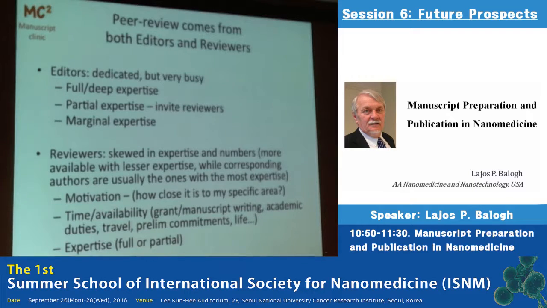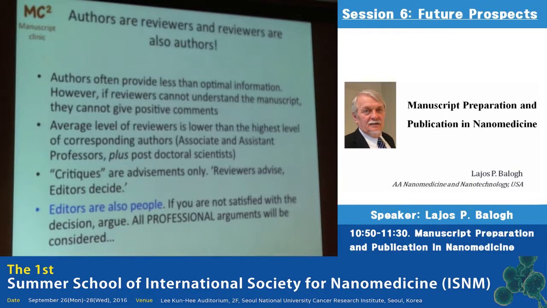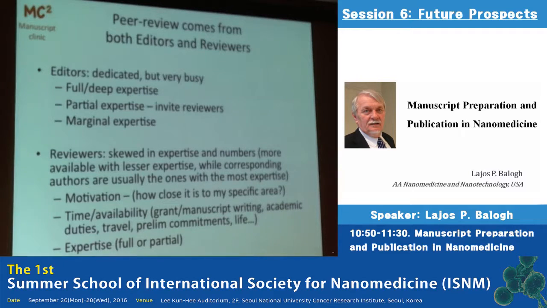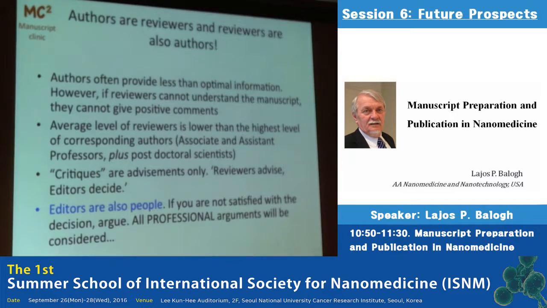The motivation, time, and expertise, as I mentioned. Everybody has a second life, I mean a first life rather. There's a grant, manuscript writing, academic duties, conferences, travel, and just simply life. Nobody is a professional peer reviewer. Now, often authors are reviewers and reverse, and often provide less than optimal information. That's the purpose. Find out what else needs to be added. The average level of reviewers is lower, so, as you say, the critiques are advisements only. Peer review is an imperfect thing, but they just don't have anything better.